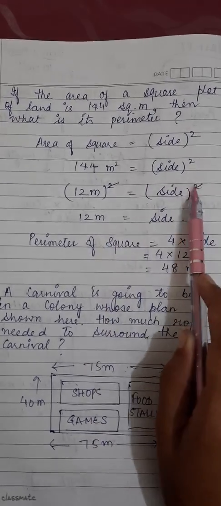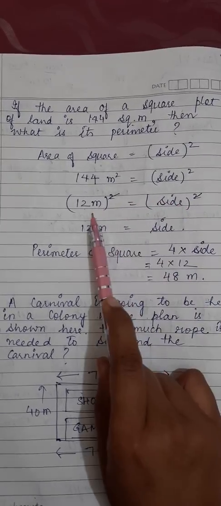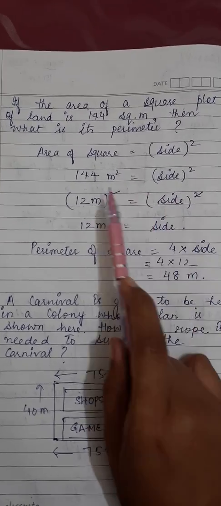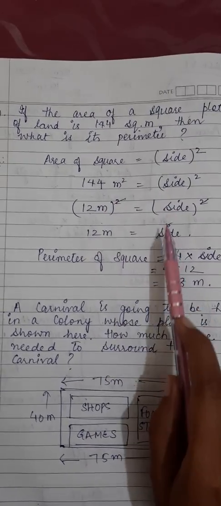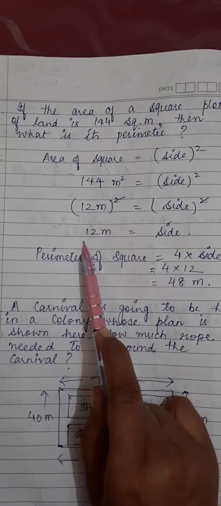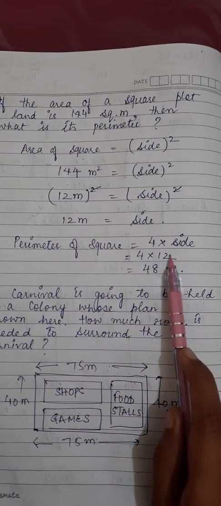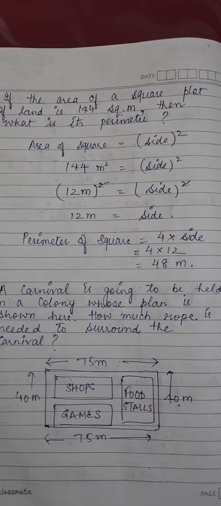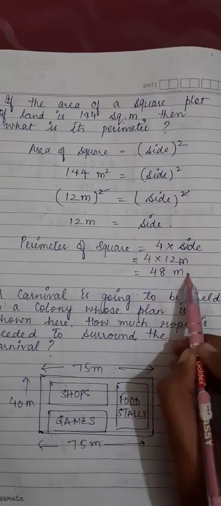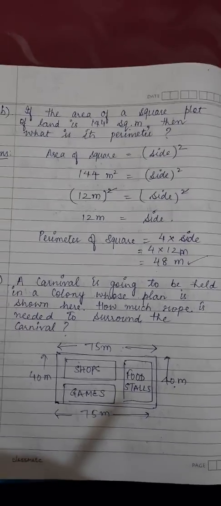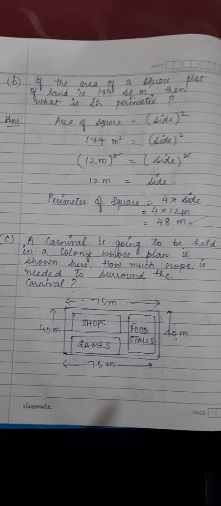Now here you can see that these two powers are the same. So when these two powers are there on different sides, I can cancel them when they are the same. Square cancels with square. The side came out to be 12 meters. Now for the perimeter of square, you can place here the value of the side, which is 12 meters. So 12 into 4 is 48 meters, and this is the answer. This was your B part, right? Now let's do the C part.